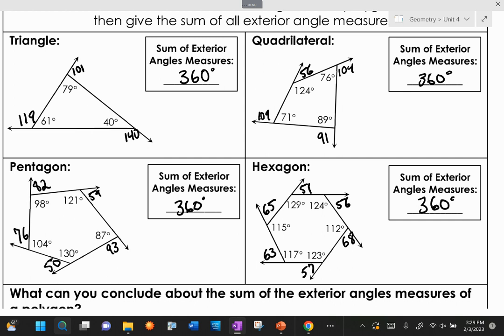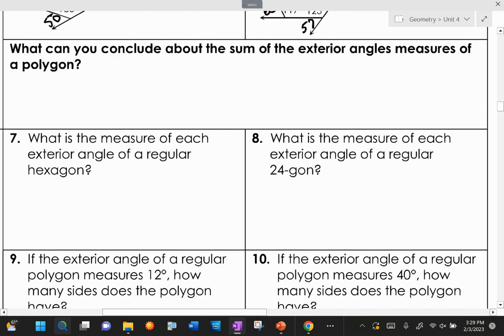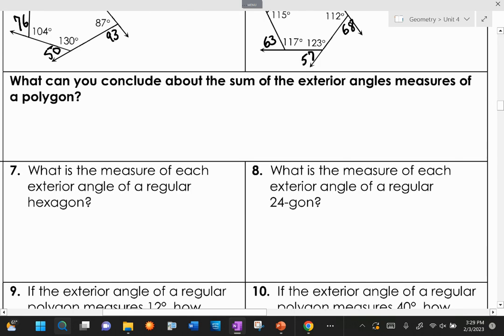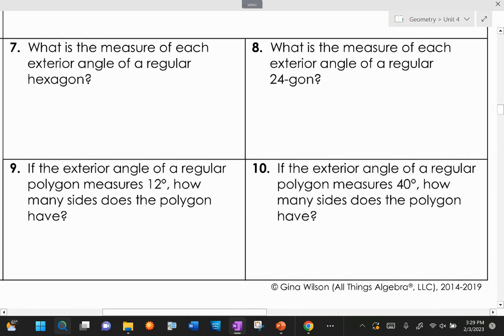Have we had a chance to work on 7, 8, 9, and 10 yet? A few of us at least. So what can you conclude about the sum of the exterior angles? They equal 360. Number 7: what is the measure of each exterior angle of a regular hexagon?